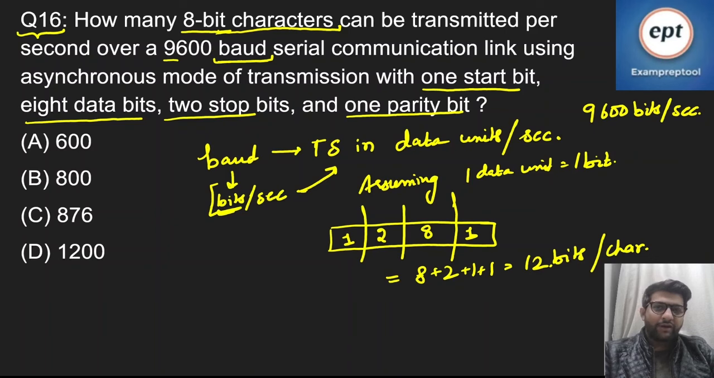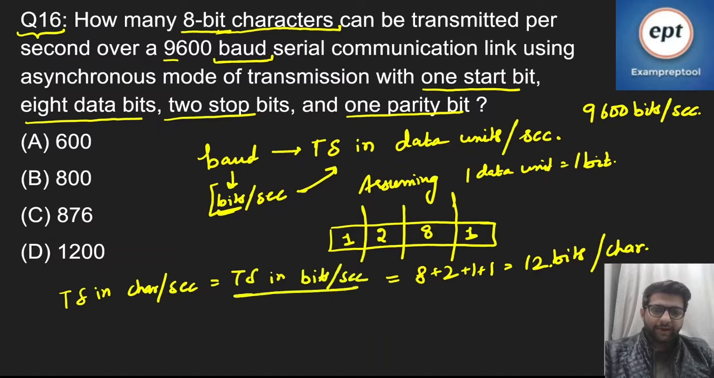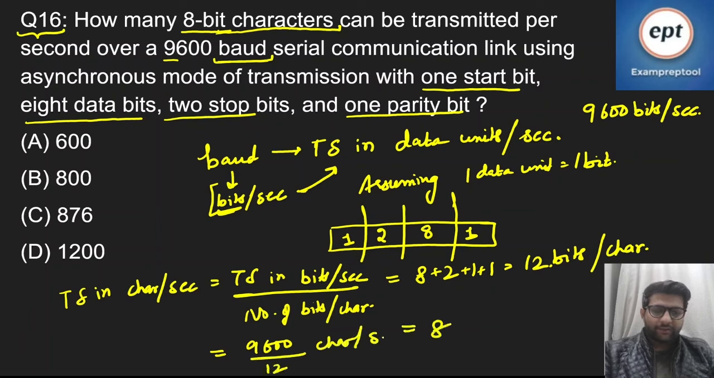Now we have to calculate how many characters can be transmitted per second. The transmission speed in characters per second is the transmission speed in bits per second divided by the number of bits per character. So that will be 9600 divided by 12 characters per second, which is 800. So option B.